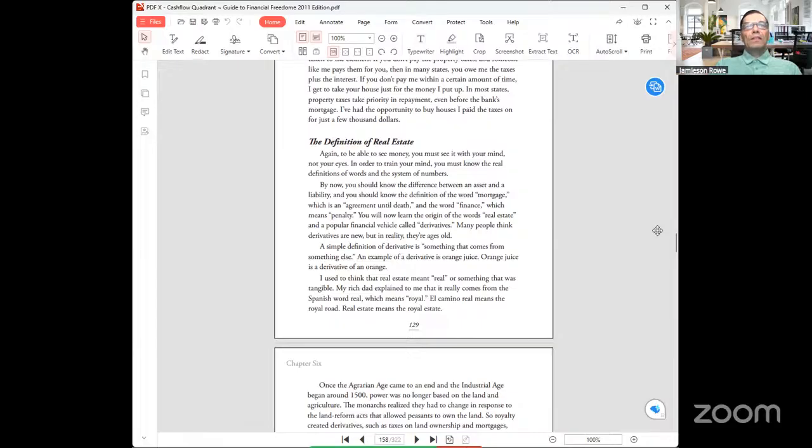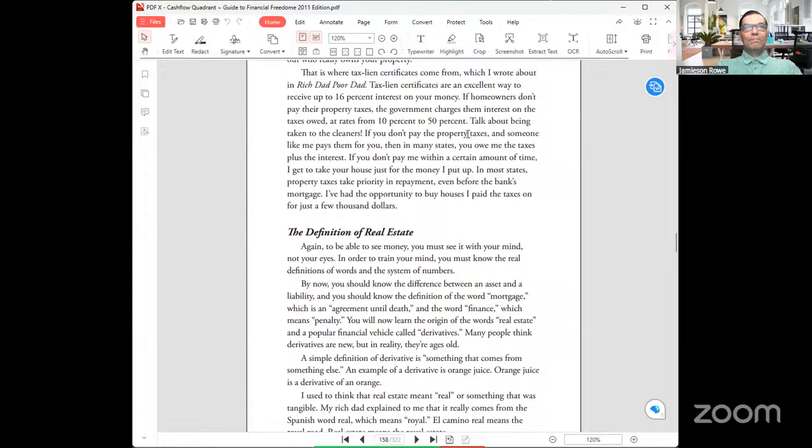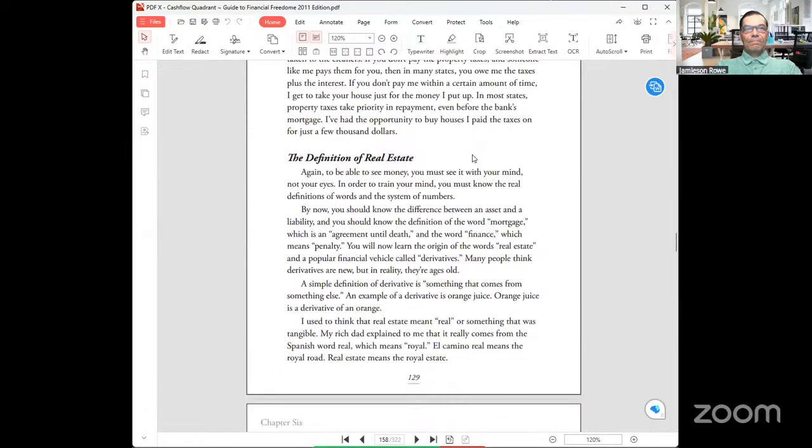And we're starting off with the definition of real estate. Again, to be able to see money, you must see it with your mind, not your eyes. In order to train your mind, you must know the real definitions of the words and the systems of numbers. By now, you should know the difference between an asset and a liability, and you should know the definition of the word mortgage, which is an agreement until death, and the word finance, which means penalty.